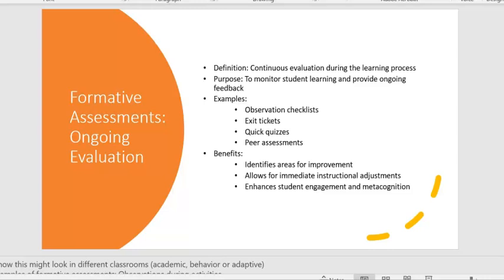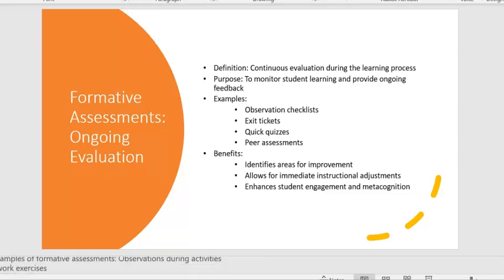Formative assessments can look different depending on what type of environment you're in. If you're in an academic environment, this could be things like exit slips or quick quizzes, could even be peer assessments. If you are in a behavioral environment, this could look like observation checklists. It could even be just observations during activities. It could be reflection journals, question and answer sessions. You could be doing student conferences and giving them feedback.